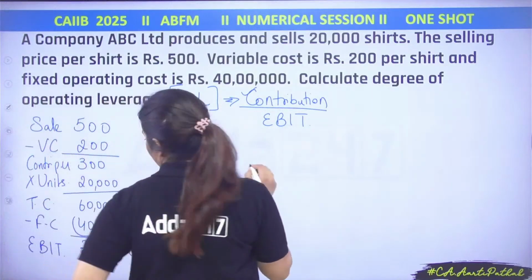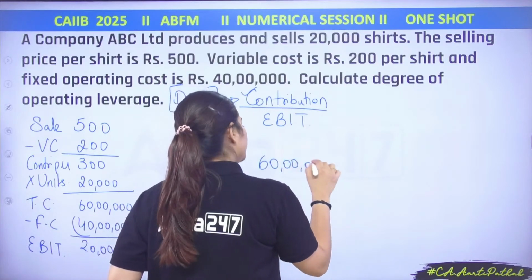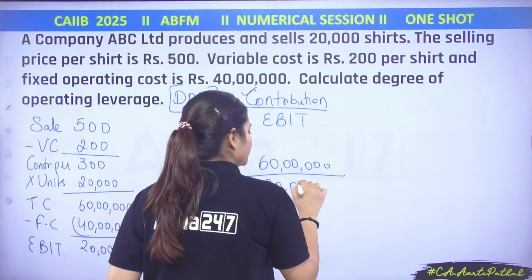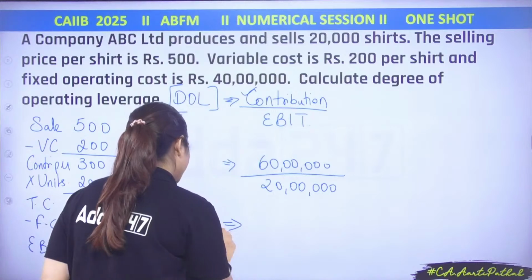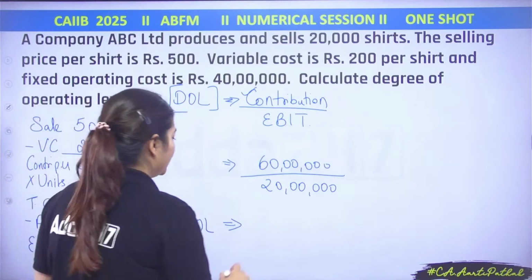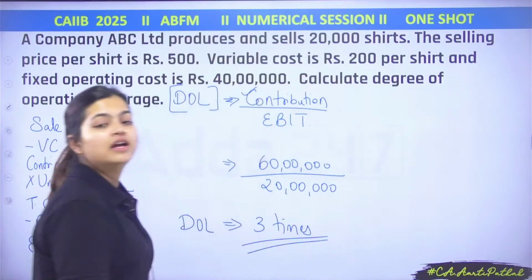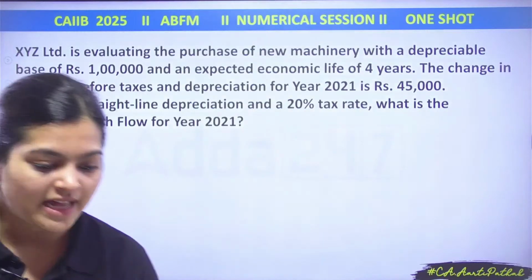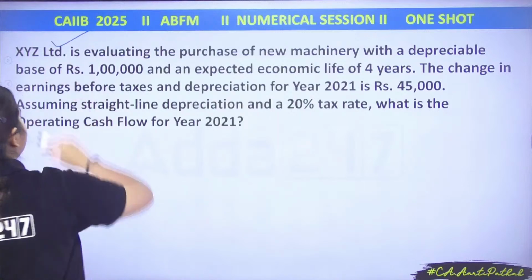So if I use this contribution, that is 60 lakhs divided by EBIT, that is 20 lakhs, this will give me degree of operating leverage. Yes, so the correct answer is 3 times. Correct? This is your correct answer. 3 is your correct answer. Yes, that is your EBIT. Chaliye, coming to the next question now.